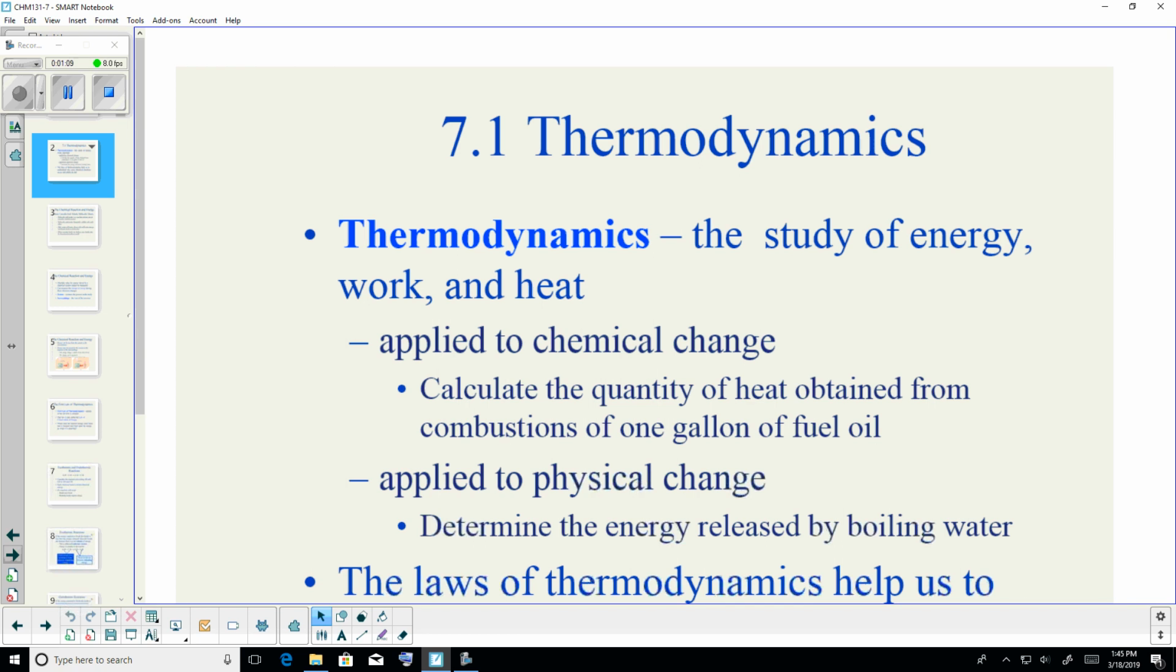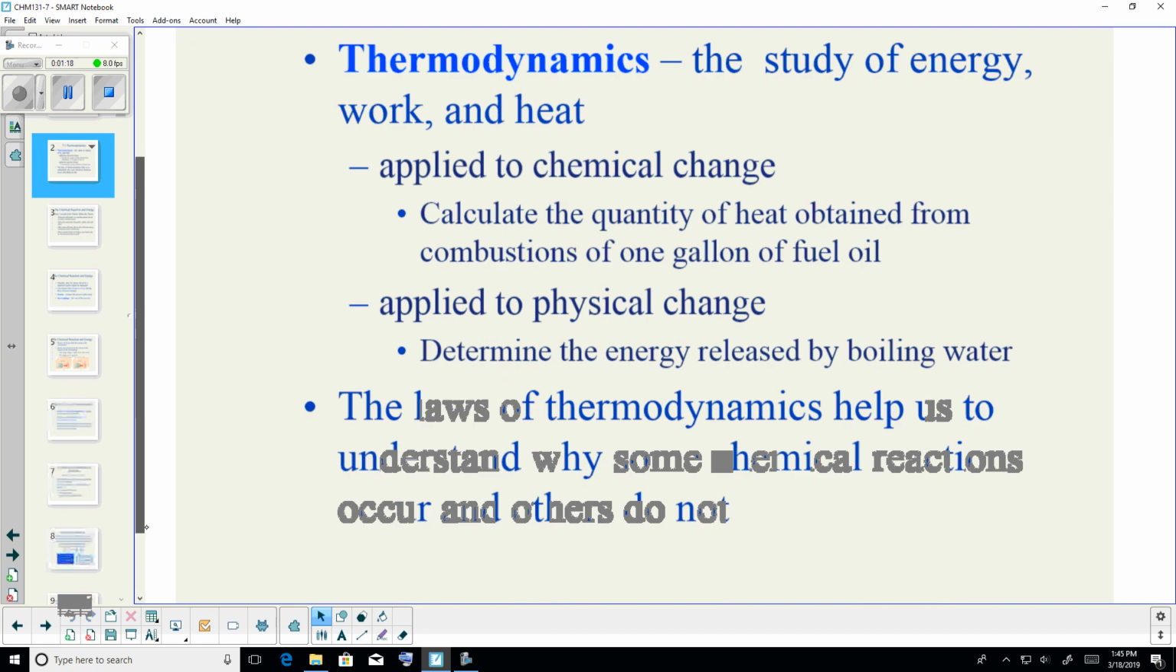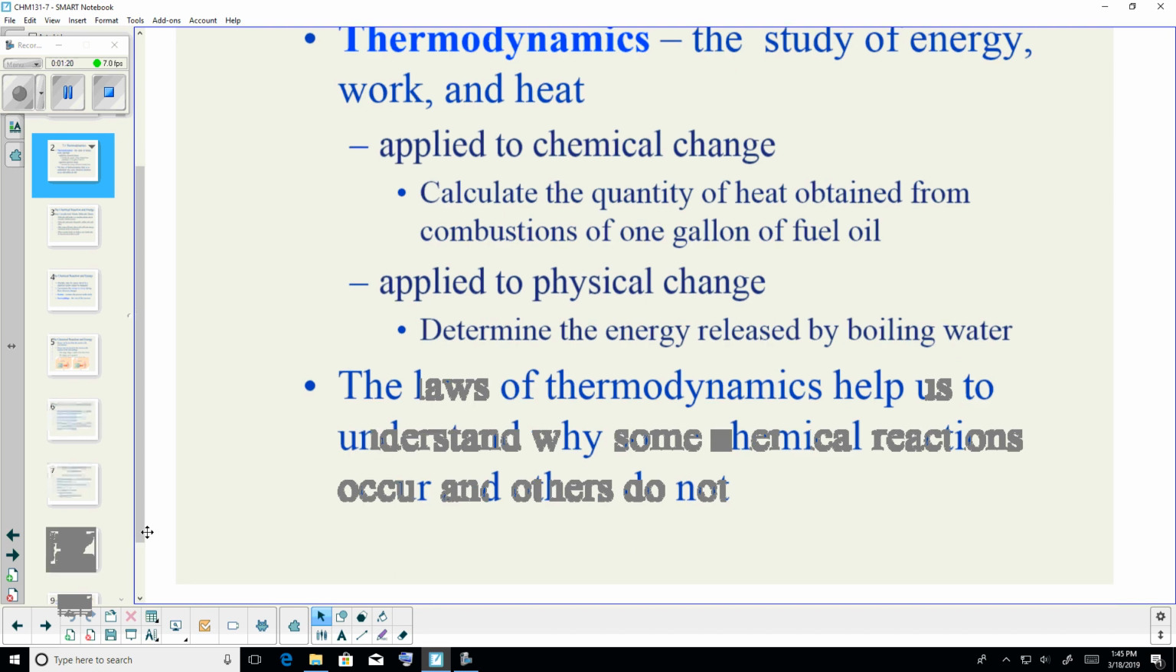We can apply it to physical change, such as determining the energy released by boiling water. So the laws of thermodynamics help us to understand why some chemical reactions occur and others don't. Just because you mix A and B together doesn't mean you're going to get a product.